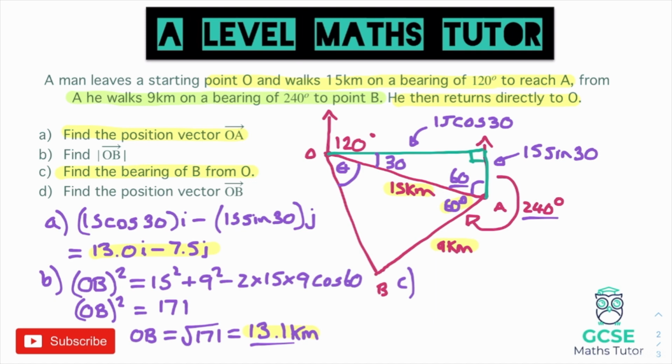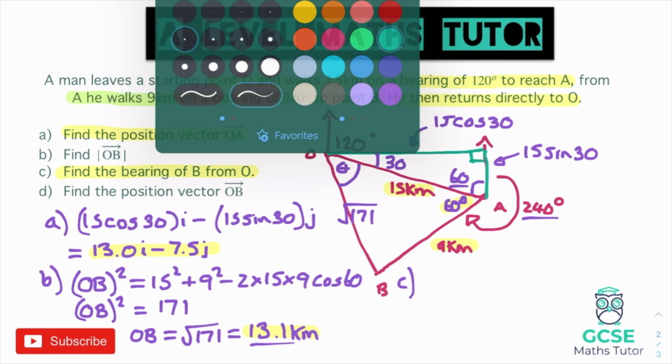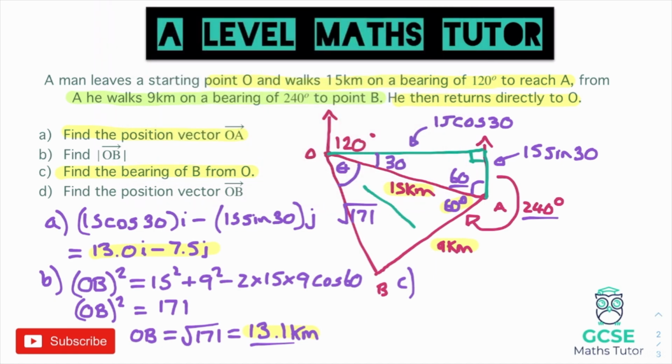Now let's label on this 13.1. Actually, instead of putting 13.1, let's put the exact value in, because we did round part B, so that is the square root of 171. Now, in order to work this out, let's have a quick look and see if we can use the sine rule. For this particular question, we have the length opposite the angle we're looking for, and opposite that root 171, we have the angle of 60.